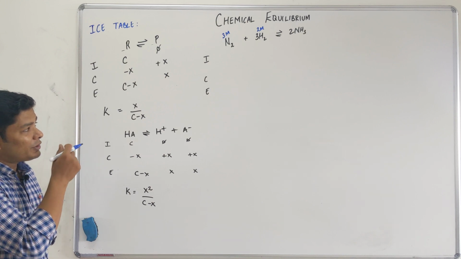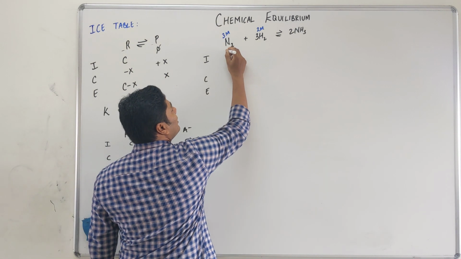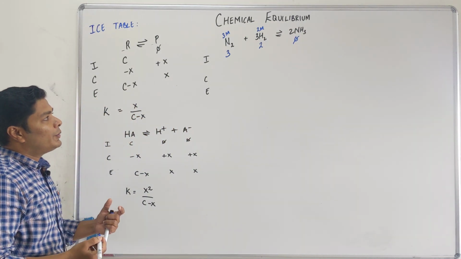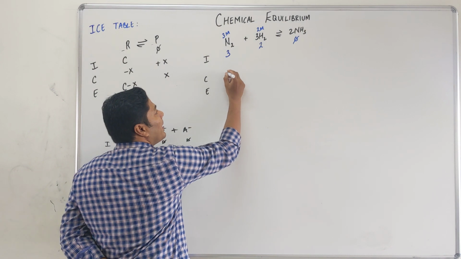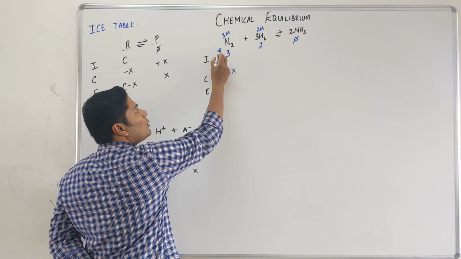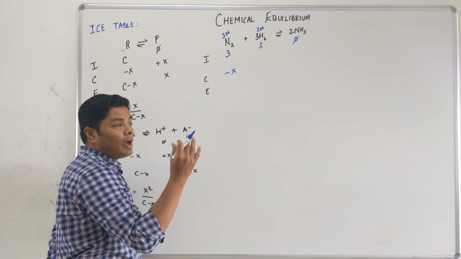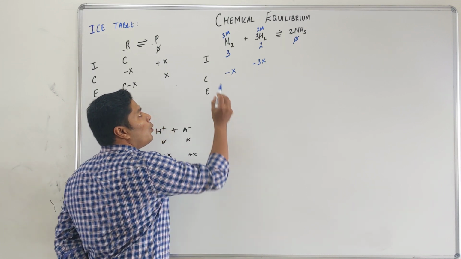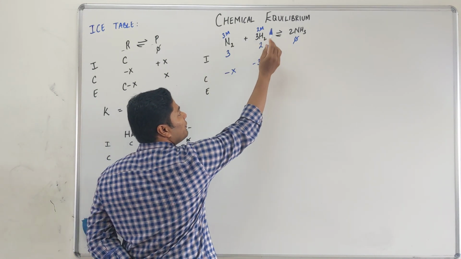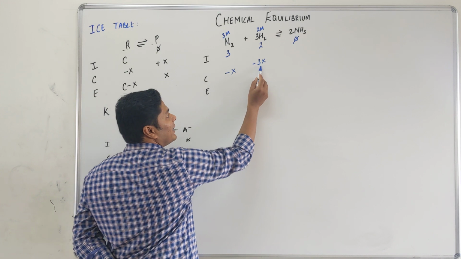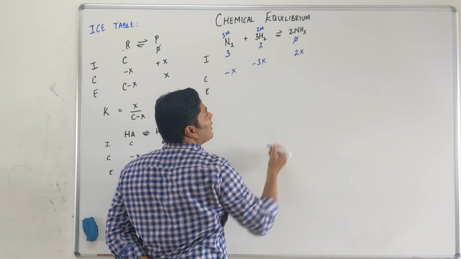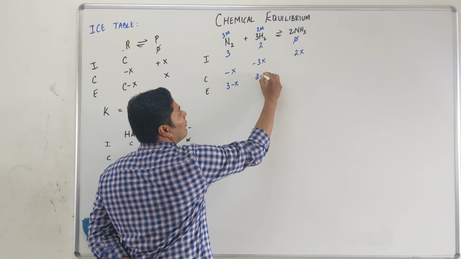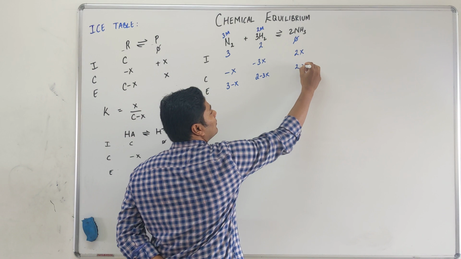Now, this is what we have. So, I have 3, I have 2, I have 0. Now, I know that the change is minus X, used up. 1 mole nitrogen requires 3 moles hydrogen. So X moles nitrogen will require 3X. X is used up. 1 mole nitrogen combines with 3 moles hydrogen to give you 2 moles ammonia. X will react with 3X to give you 2X moles of ammonia. Now, I can write 3 minus X, 2 minus 3X, 2X.